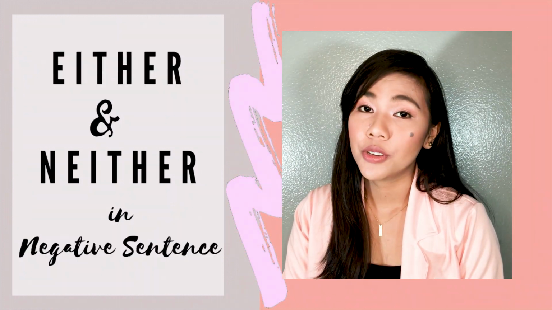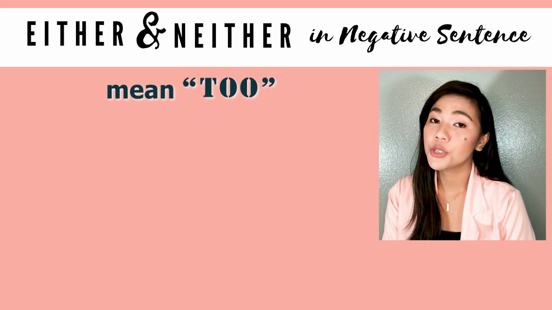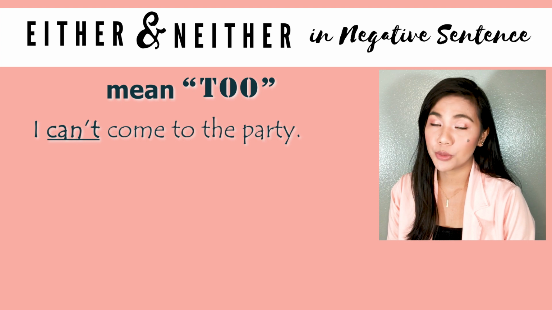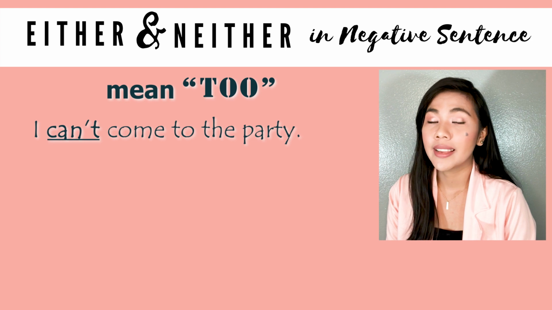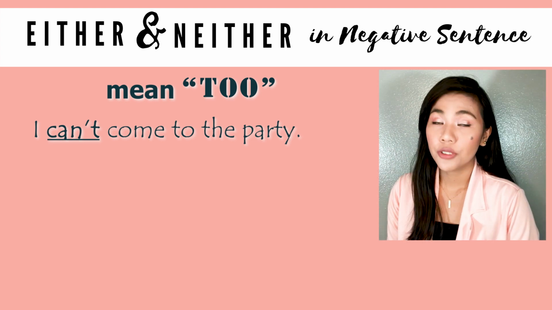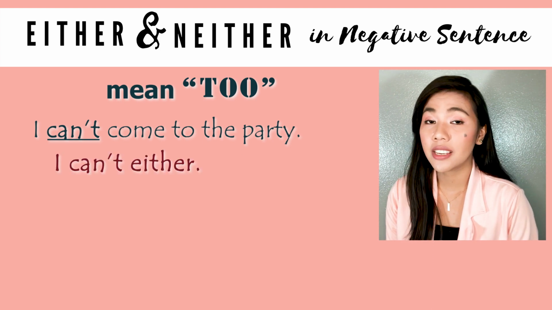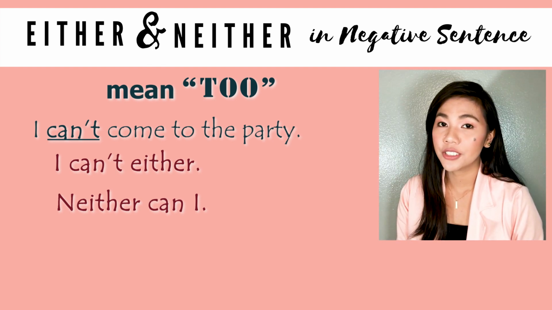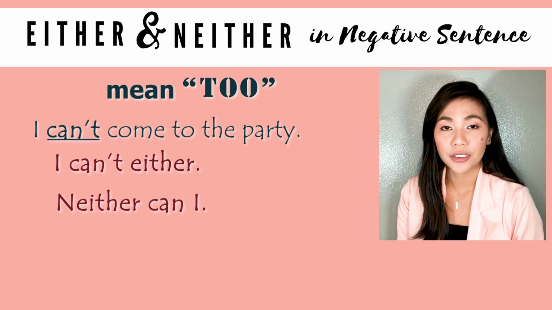Now let's look at how we use them in negative sentences. Either and neither in negative sentences are used to mean "too." For example, if someone says, "I cannot come to the party," this sentence is negative because of the verb can't or cannot. And if you agree with that person or you feel the same, you can say, "I can't either," or "neither can I." Although both either and neither are used as negative "too," they follow different rules.